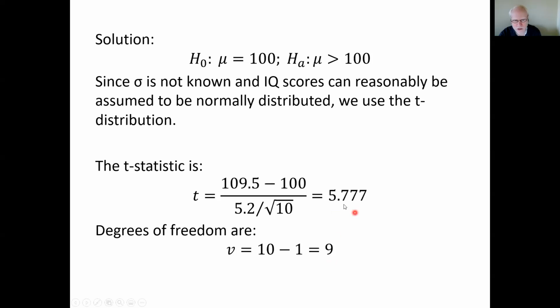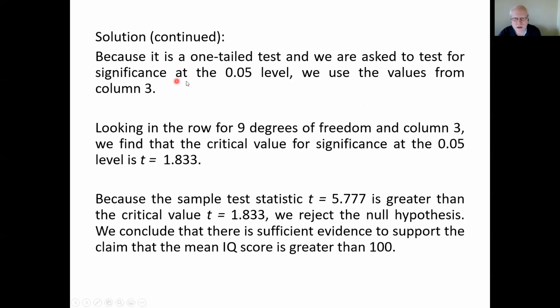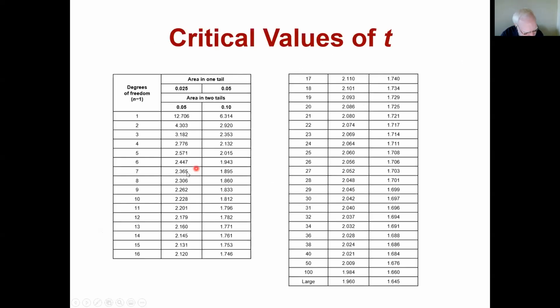So now, because this is a right tail test, we want to see is 5.777 greater than the critical value that we'd find when the degrees of freedom is equal to 9. Because it's a one-tail test and we're asked to test for significance at the 0.05 level, we use the values from column 3. Looking in the row for 9 degrees of freedom in column 3, we find that the critical value for significance at the 0.05 level is 1.833. So if we look over here, 9, we're doing one-tailed, and we want 0.05, so column 3, 1.833.